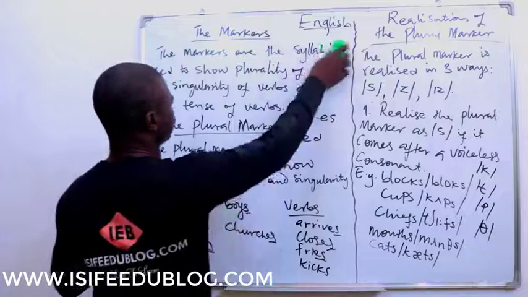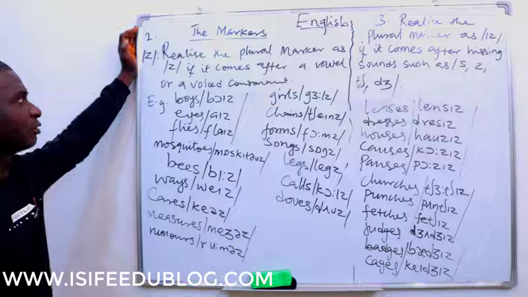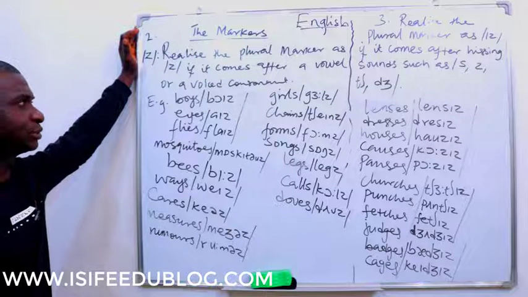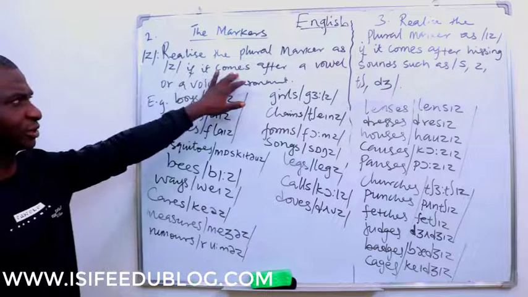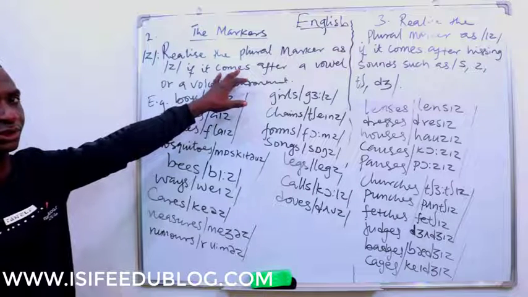Alright? Number 2 is Z. Realize the plural marker as Z. It comes after a vowel or a voiced consonant. Of course, the verb comes, not comes, comes.